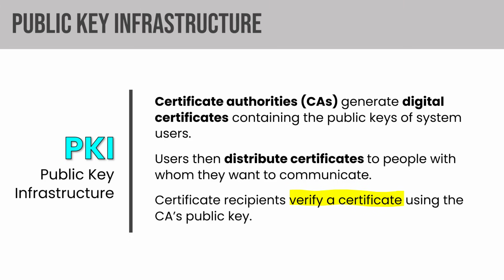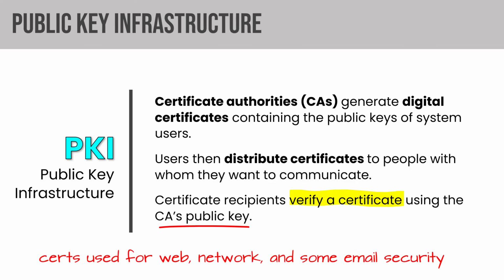So in PKI, you'll sometimes have tiers of servers, and you'll have an issuing authority, but you'll have a root authority at the base of the infrastructure. Oftentimes that root authority is maintained offline, but it's using asymmetric encryption in that case. Certs are used for web, network, and email security pretty commonly. So in fact, let's talk about web, network, and email security.